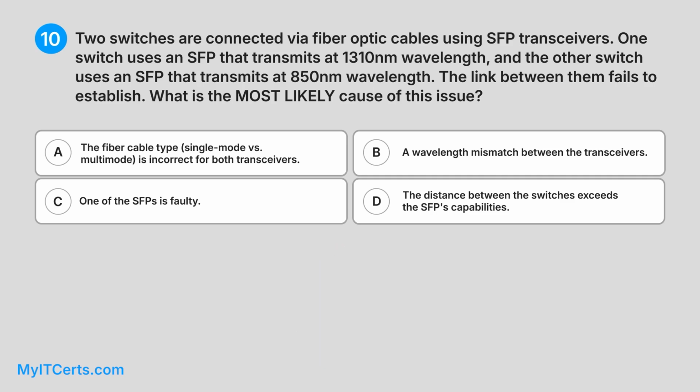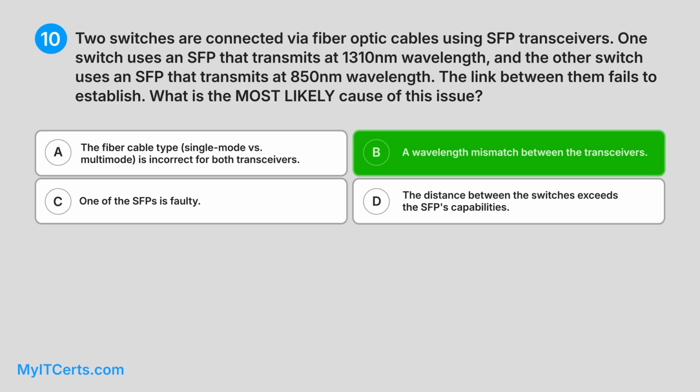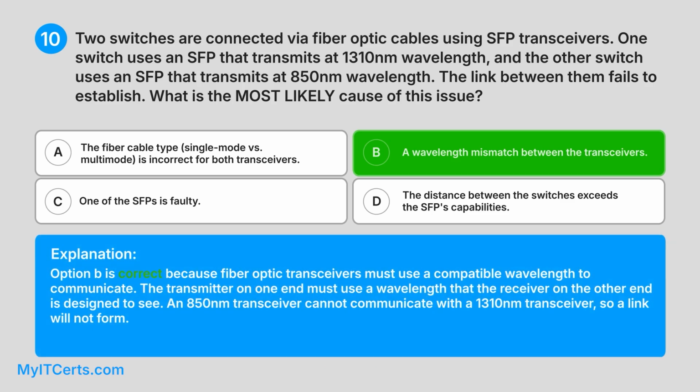Correct answer: B. A wavelength mismatch between the transceivers. Explanation: Option B is correct because fiber optic transceivers must use a compatible wavelength to communicate. The transmitter on one end must use a wavelength that the receiver on the other end is designed to see. An 850 nanometers transceiver cannot communicate with a 1310 nanometers transceiver, so a link will not form.